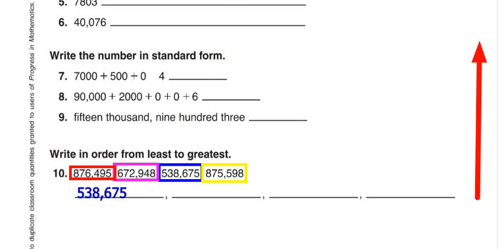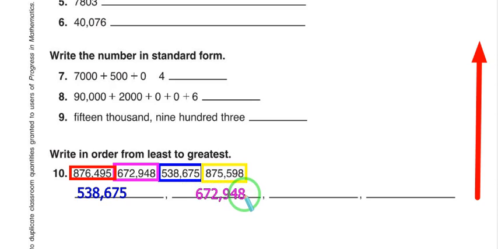What is the next one? The next one is 672, comma, 948. Again, it's the pink one. How to read this number? We read it 672,948. Now what comes next?